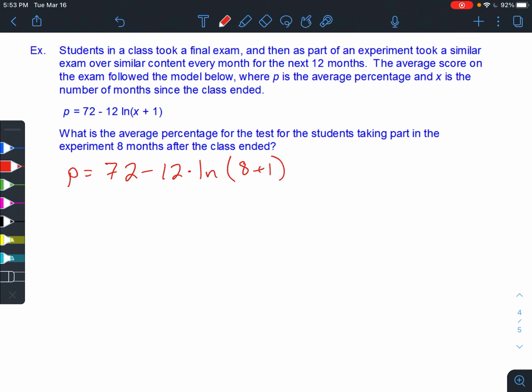Now me personally, I would just simplify the 8 plus 1 to 9 before I typed it in my calculator, but go with whatever. Your calculator will handle 8 plus 1 just as easily as 9. But make sure you can type that in and get 45.633 and a whole bunch of other stuff.